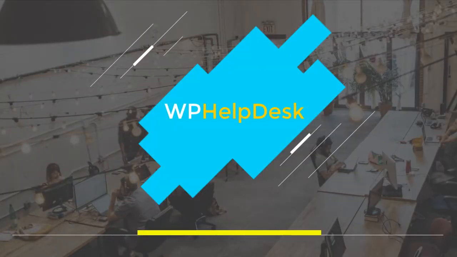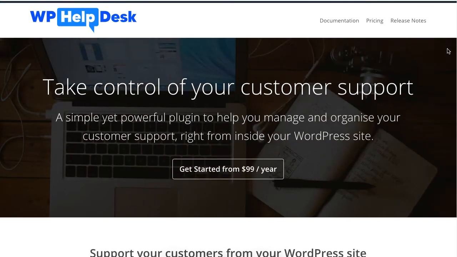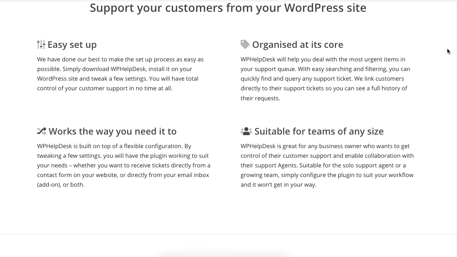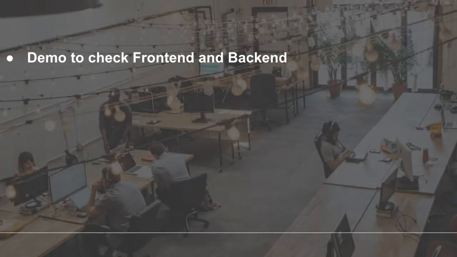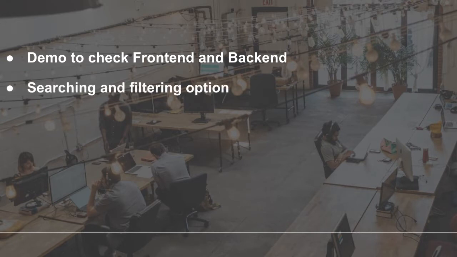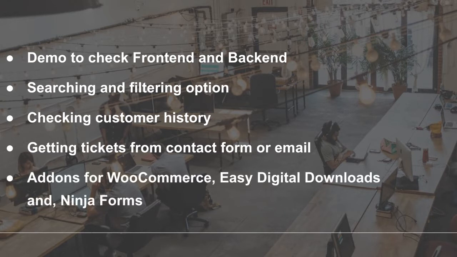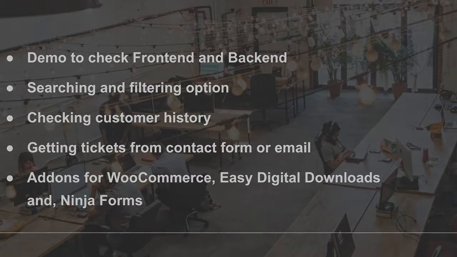WP Help Desk is a premium WordPress customer support plugin. You can run it on your WordPress site with full control of the support system. Maintaining customers will be much easier after installing it, as you are getting an unlimited ticketing system. Core benefits include demo version to check back-end and front-end, searching and filtering option, checking the history of customers, getting tickets instantly from a contact form or email, and lastly, add-ons for WooCommerce, Easy Digital Downloads, and Ninja Forms.